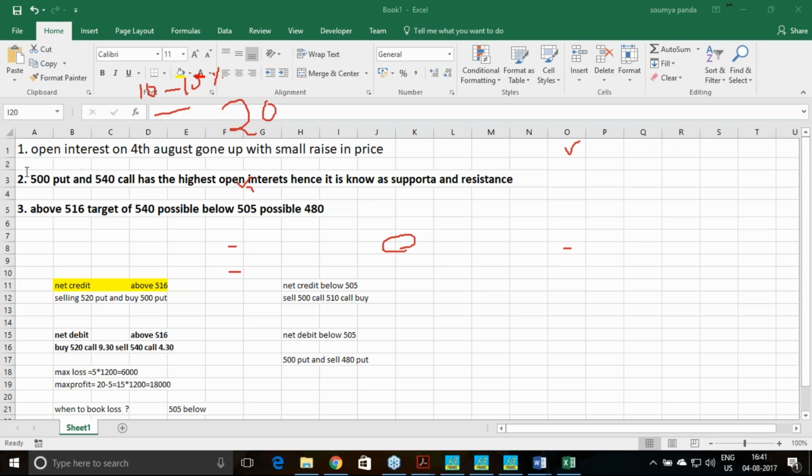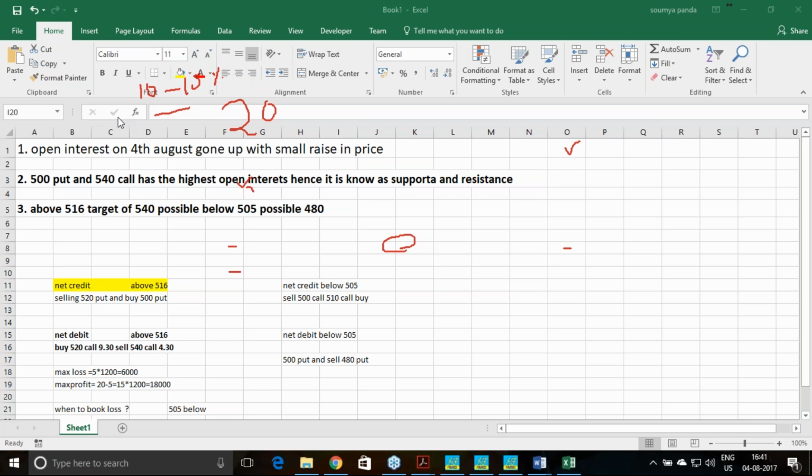Three answers have come, all are correct. Net credit strategies. So this confirms that you people are sincerely reading the literatures provided to you. I am very glad that those who have taken these literatures from Smart Finance are all sincerely reading it. Net credit strategies used to give benefit in a range bound market.